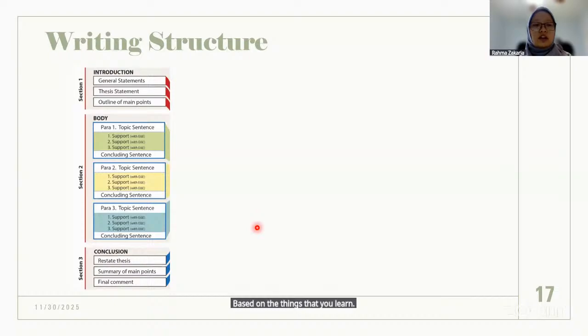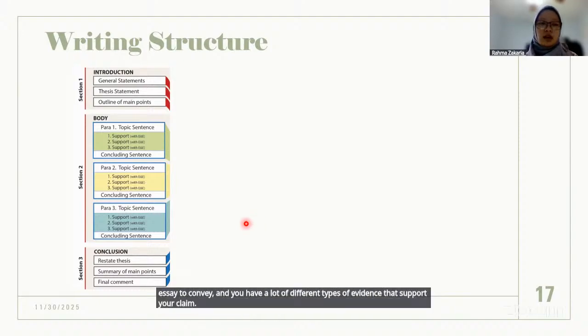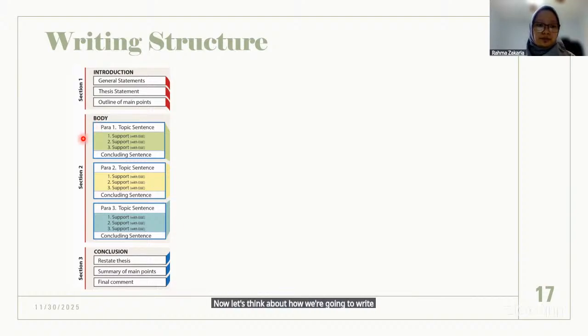All right. So let's say now that you have your ideas, you have a thesis statement, you have an idea of what you want your whole essay to convey, and you have a lot of different types of evidence that support your claim. Now let's think about how we're going to write our essay.